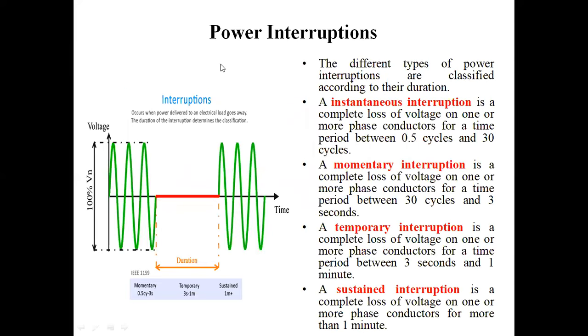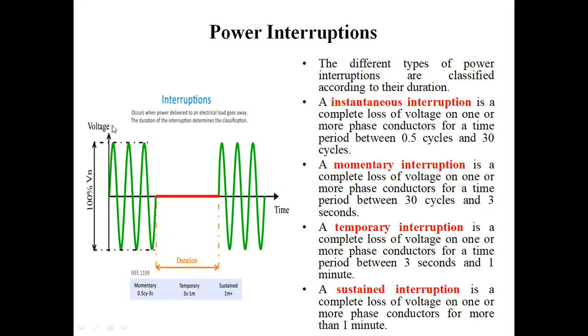Now, these are the power interruptions. In total we have 4 types. The different types of power interruptions are classified according to their duration. Based on time duration, the interruptions are different. One is the instantaneous interruption. Second is the momentary interruption. Third is the temporary interruption. Fourth is the sustained interruption.